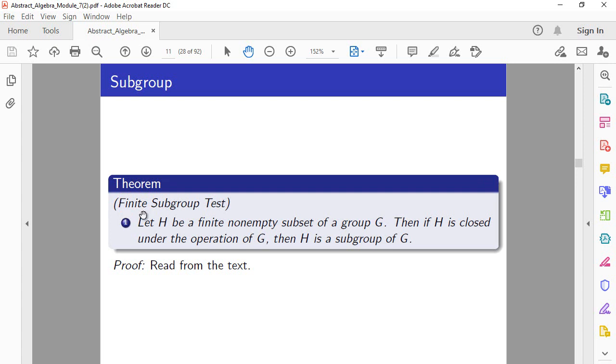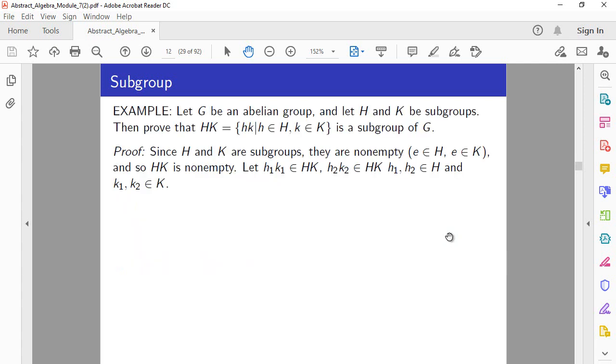This one is called the finite subgroup test. So in case H is a finite subset of G, to show that H is a subgroup, all we have to show is that H is closed under the operation of G. So when H is a finite non-empty subset of G, then to show that H is a subgroup, all we have to show is that H satisfies the closure property. Again, I'm going to skip the proof here.